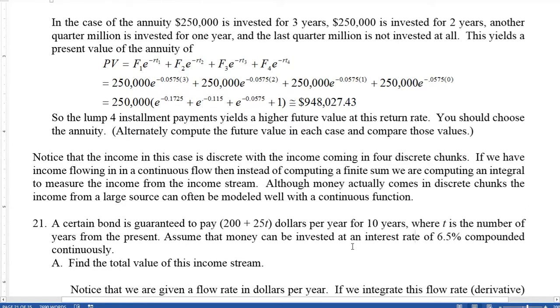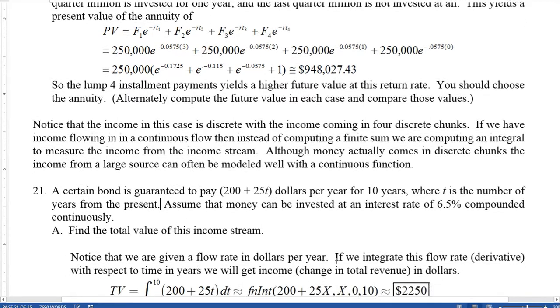What's the total value of the income stream? Now, the total value has nothing to do with this assumption of compounding the money or investing. It has nothing to do with present value or future value. It's just the total value of the income stream, and that's how much money is actually brought in. So notice we're given a flow rate, which is a derivative, in dollars per year. If you multiply that by years, we'll get dollars. We want to integrate that.